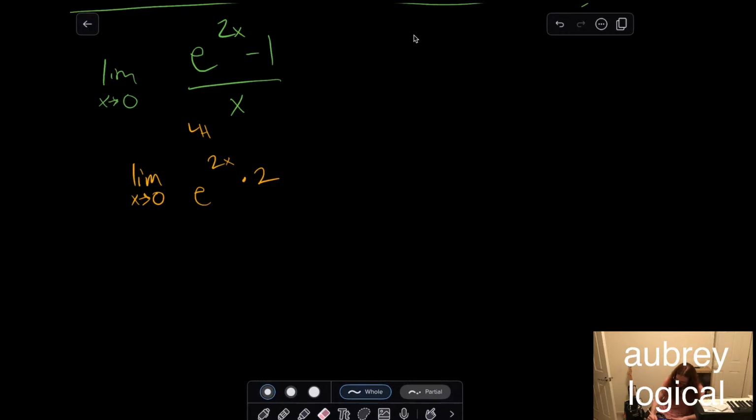So we've got e to the 2x times 2 on top. I didn't forget the 1. The 1 just disappears because it's a constant. And on bottom, our x will just become a 1, which is good news because since we don't have a variable on the bottom anymore, we're not going to have to do L'Hopital's rule anymore. We can just plug in. So e to the 2x is e to the 0, which is 1, times 2 over 1, which is equal to 2.